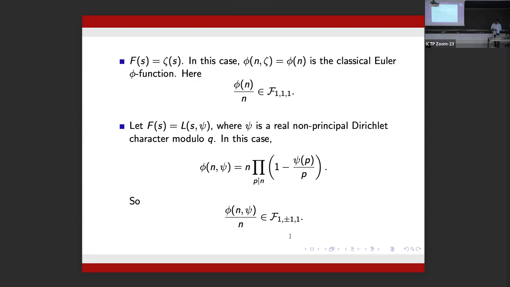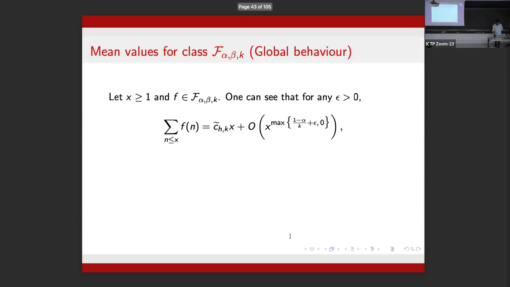And similarly, if you consider some real non-principal characters, we need a real character here in order to get integer values, but you can also allow complex values, though there we can't get a good result, therefore not mentioned here. And so this is again a kind of subclass, looking like F_{±1,1}.